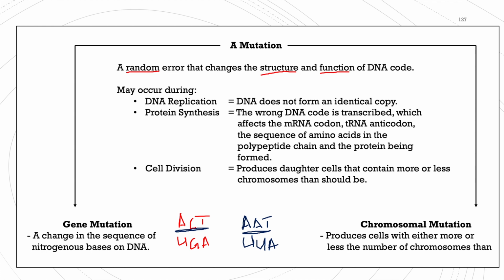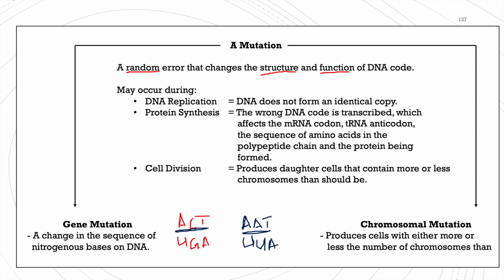Okay, so this is a gene mutation. Why? Because it is a change in the sequence of nitrogenous bases on DNA. Okay, so this results in an error or a mutation that we refer to as a gene mutation. However, we have more serious mutations that we call chromosomal mutations. Chromosomal mutations are also referred to as chromosomal aberrations, but your exam guidelines specifically use the term chromosomal mutation, so that is the terminology that I'm going to stick to.